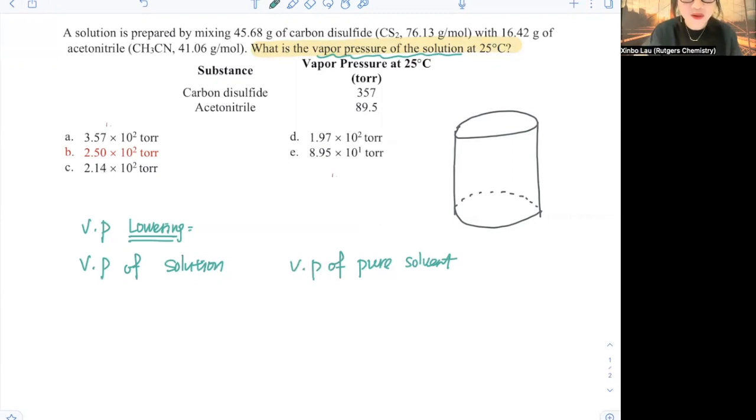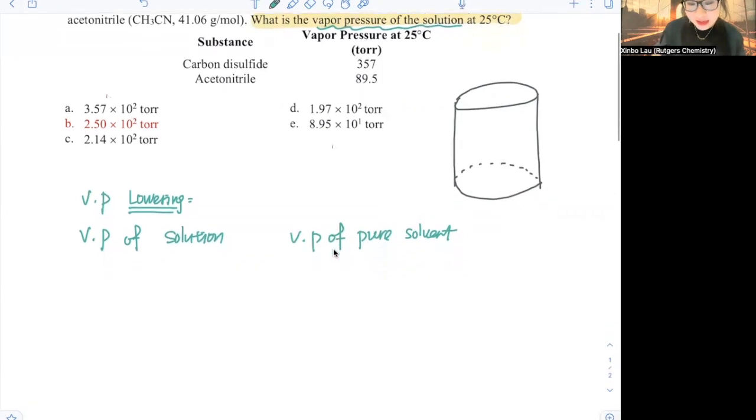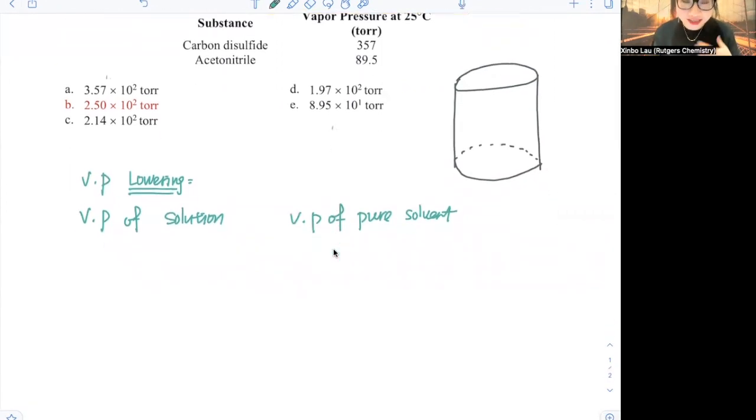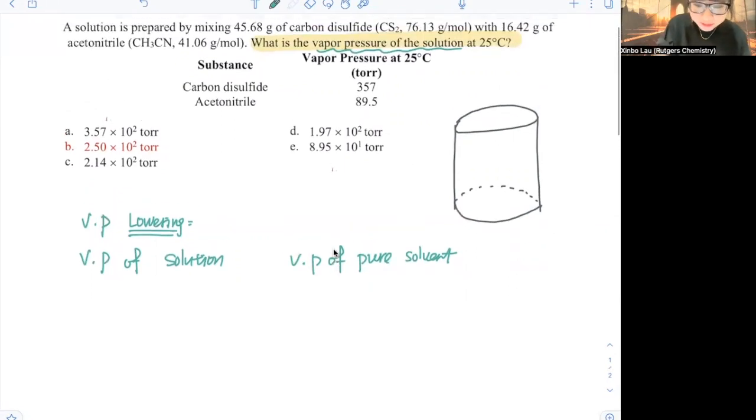Then which equation can we use to solve this? That's the next question. Raoult's law will be able to help us solve this type of question. For vapor pressure lowering, you have probably heard of this: we have two situations. One situation is that you have a volatile solute with a volatile solvent. The other situation is a non-volatile solute with a volatile solvent. So two situations: volatile plus volatile, and non-volatile plus volatile.